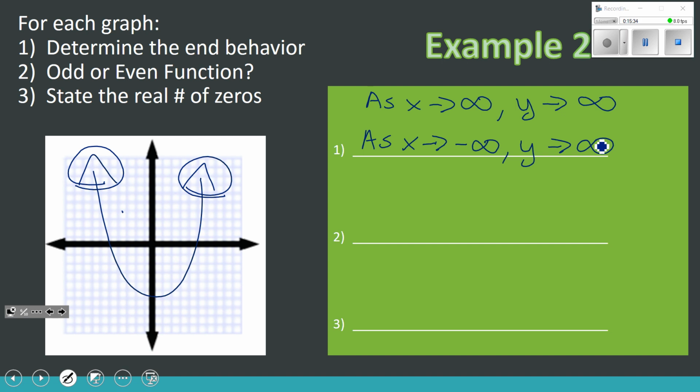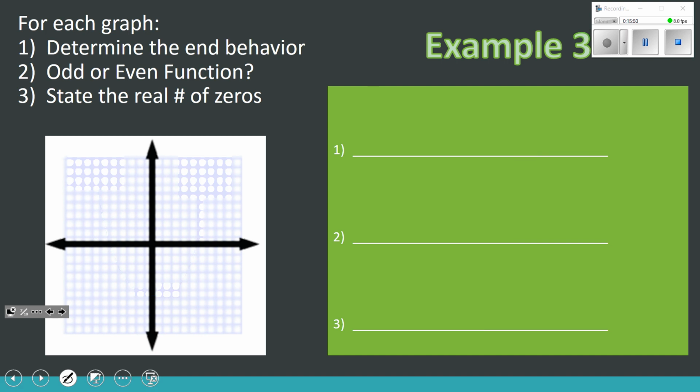Okay, good. Odd or even? Even. How many zeros? 2 zeros. Easy. That's it for today. Okay, I just want to make sure you're good with this. So try this one on your own. See if you can get all the way there.